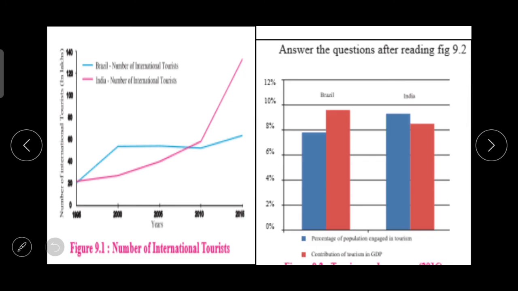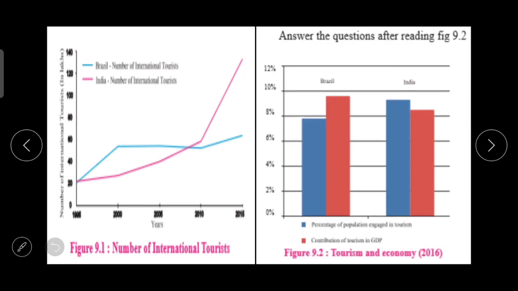So now, by comparing these two figures, we can conclude that, as shown in figure 9.1, the number of international tourists visiting India in 2015 is more than that of Brazil. Even though this is true, the share of the tourism sector in the GDP is less than that of Brazil. Now go for this one, 9.2. Apart from this, the proportion of Indian population engaged in tourism is higher than Brazil. Again here, population engaged is more than Brazil, but the GDP of Brazil is more.